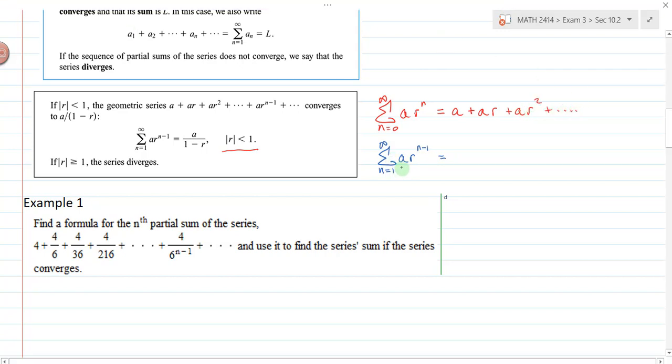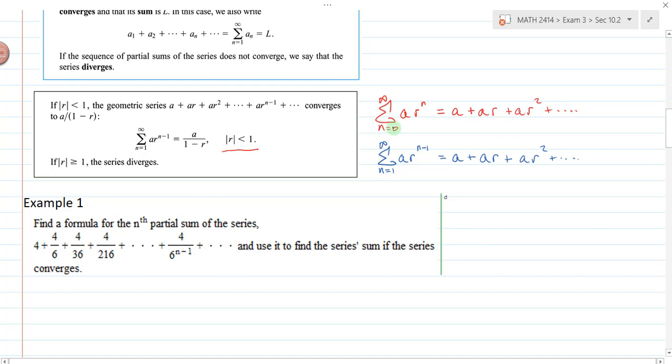Now let's expand the terms in this blue series. Starting with n equals 1, 1 minus 1 is 0, so that's just going to give me a. When n is equal to 2, 2 minus 1 is 1, so that's just a times r to the first. When n is equal to 3, we get 3 minus 1 is 2, so that's going to be a r squared, so forth and so on. You see how these terms line up, they match up. That's why I told you series representation is not unique.